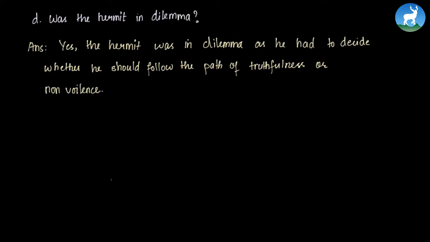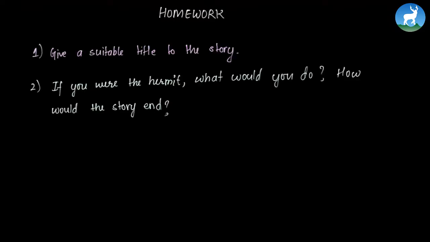The fourth question is, was the hermit in dilemma? And the answer is, yes, the hermit was in dilemma as he had to decide whether he should follow the path of truthfulness or non-violence. So here we've come to the end of this exercise. However, I am leaving you with a few homework questions. The first question is, give a suitable title to the story. The suitable title could be The Hermit and the Robber, or the title could be Dilemma itself. So place a title that you like as the first homework question.